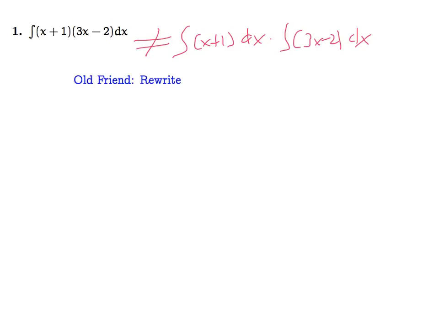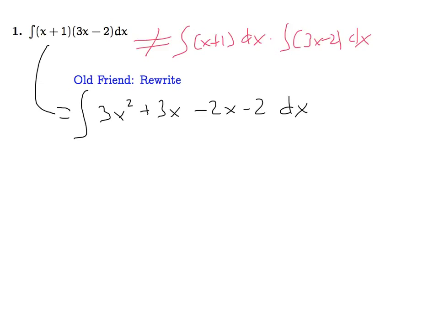And what our good friend rewrite says is that we can say this is going to be equal to the integral, and now we just need to multiply things out. So we're going to get 3x squared plus 3x minus 2x minus 2. And now this is something we can take the integral of, because we just need to break this up now into a few separate integrals. Actually, I'm going to simplify first, because it's going to make my life easier if I have one less integral to do. Okay, so now I break them up.